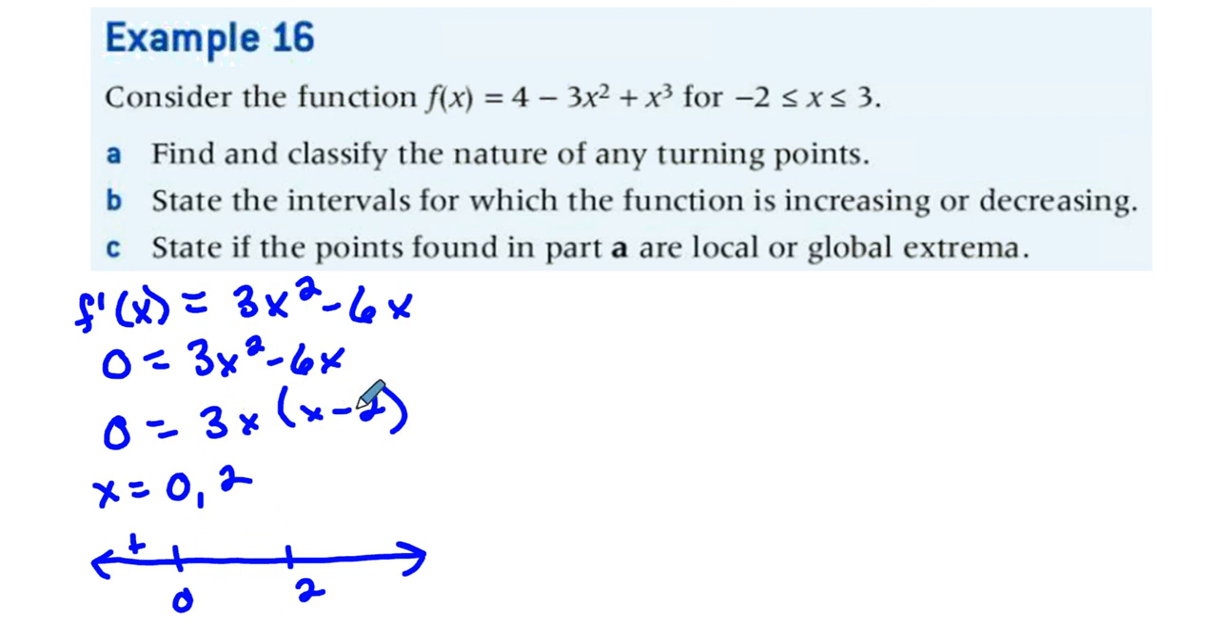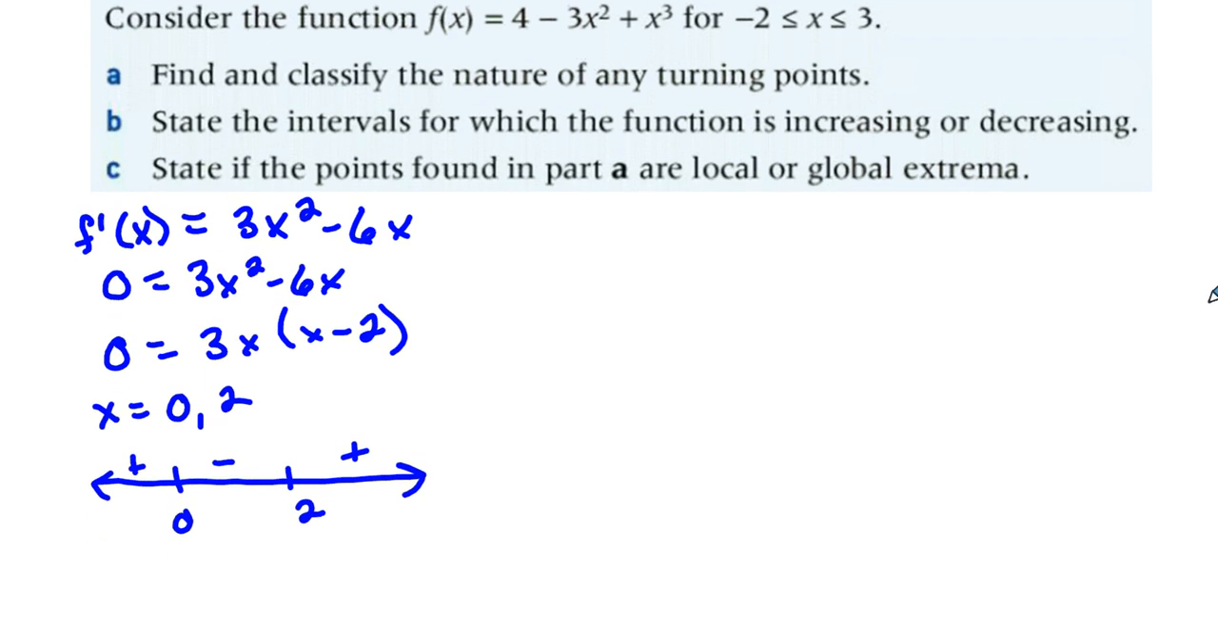So then if I put in 1, this is positive, this is negative, so positive times a negative is a negative. And then I put a value in like 3, this is positive, and a positive times a positive is a positive. Okay, so I now know my increasing and decreasing. But before I can do that, let's find our turning points.